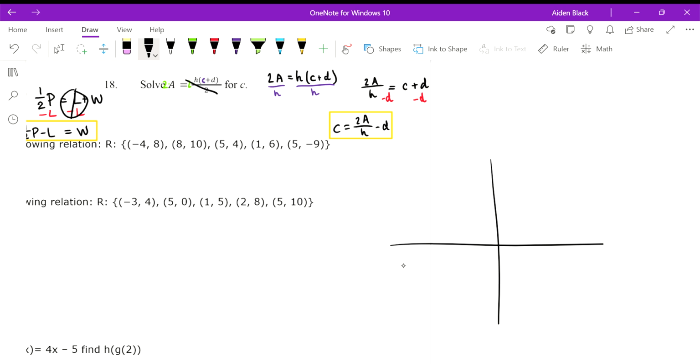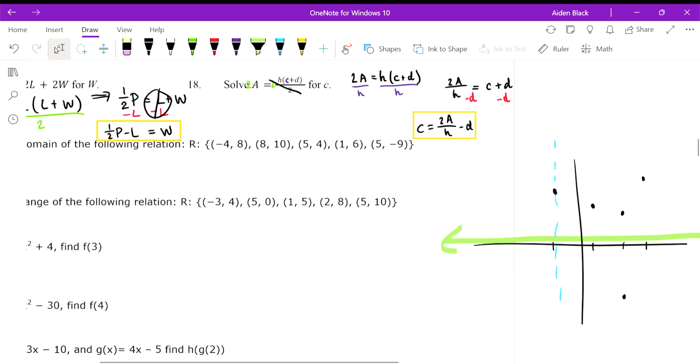So we have one point is (-4, 8), another point is (8, 10), we got (5, 4), (1, 6), and (5, -9). So notice just from left to right. How far does this go? Well, we can see that the furthest left point is -4.